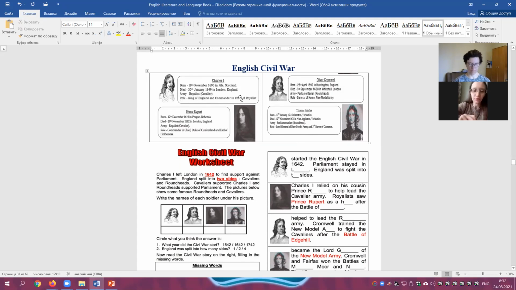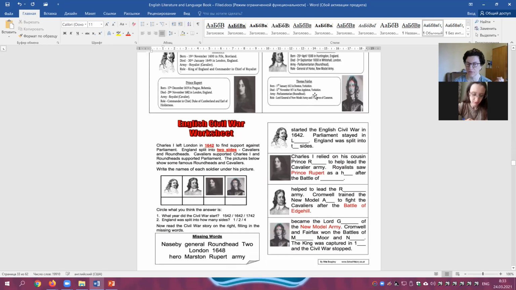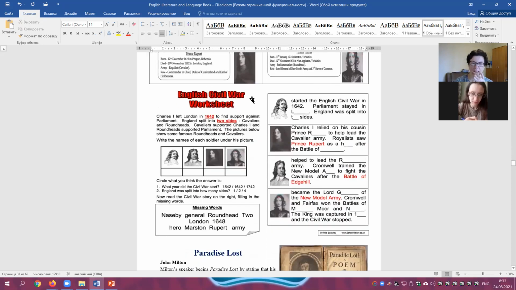The participants of the English Civil War were Charles I, Oliver Cromwell, Prince Rupert, and Thomas Fairfax. Yeah, but there were two parties, and one party was led by Charles I, the king. They were called royalists, and the other party was called the Roundheads, and it was led by Oliver Cromwell. Okay, yeah. So what really happened at that time?